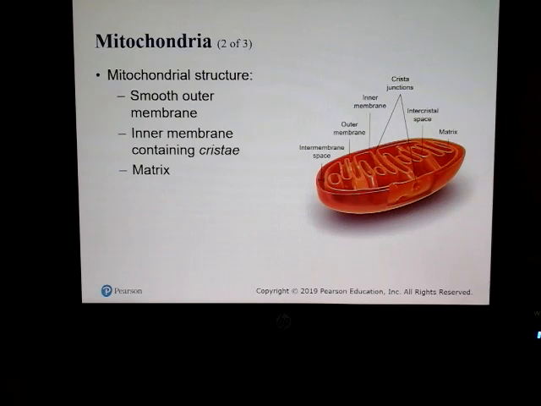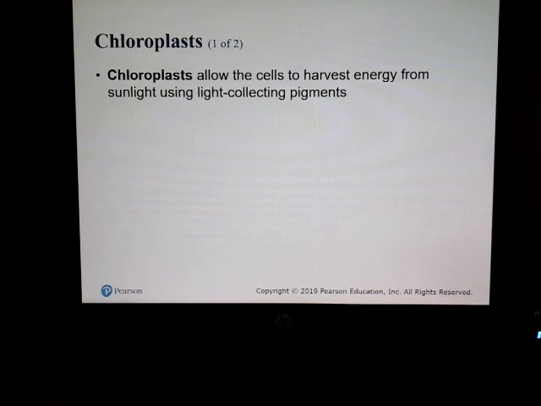Mitochondria, we'll talk a lot about electron transport later, and they're kind of like the powerhouse, if you will, of the cell. A lot of ATP production takes place there. Chloroplasts are not found in animal cells, however, they are found in plants, and that's where your photosynthesis takes place in a plant.